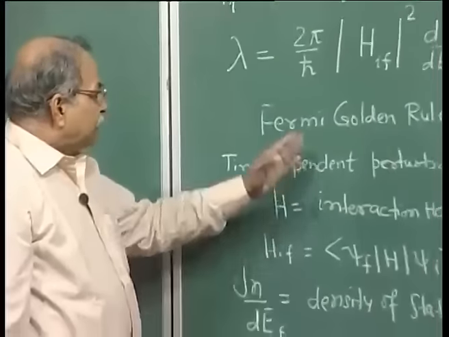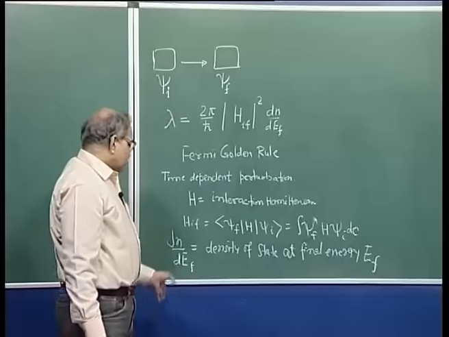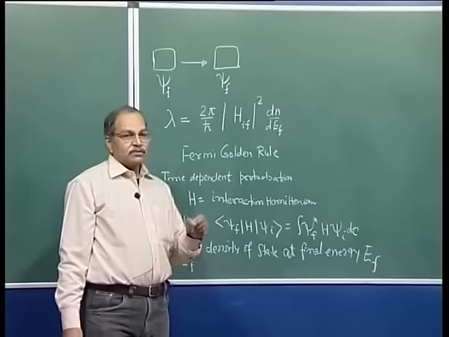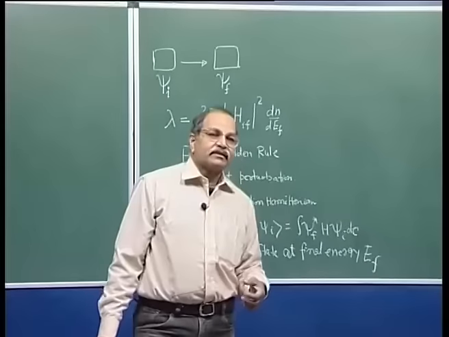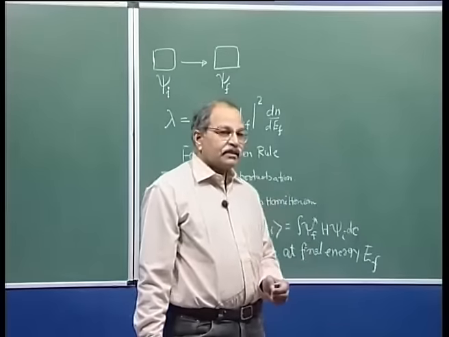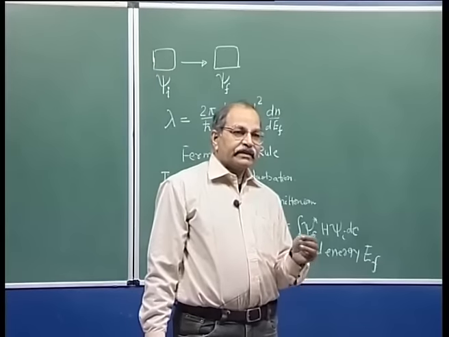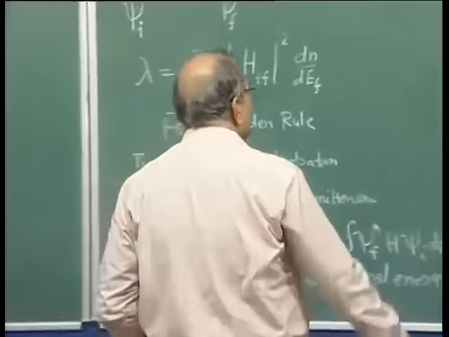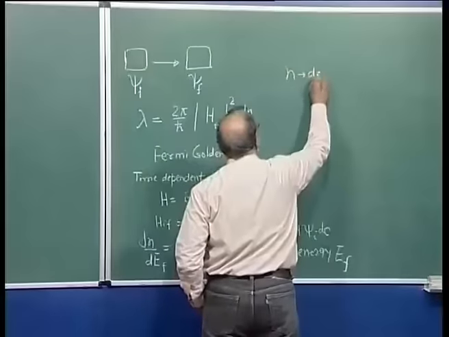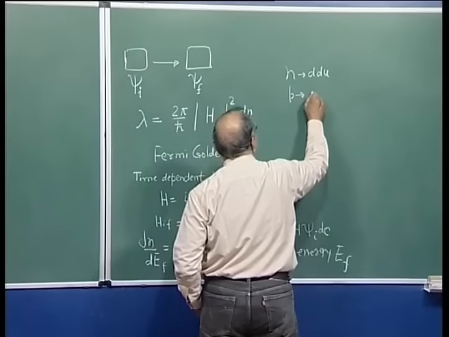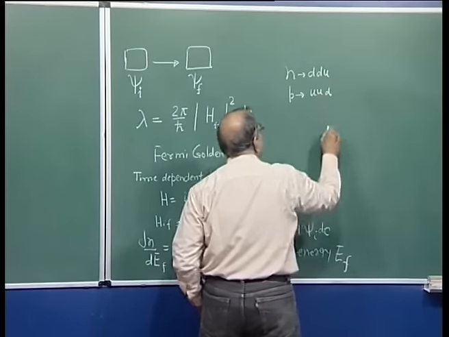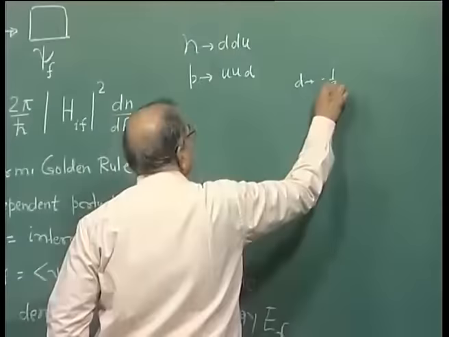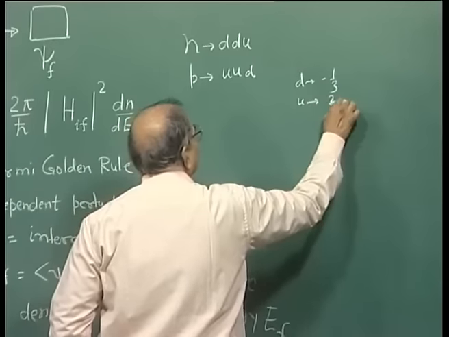Okay, so first let me settle this part. What should this Hamiltonian be? Now, this is somewhat involved because beta decay processes are due to the weak interactions, and at a fundamental level it is a conversion of one quark into another quark. Neutron is d u, and proton is u d, up quark and down quark. Down quark has a charge of minus 1 by 3, up quark has a charge of plus 2 by 3.